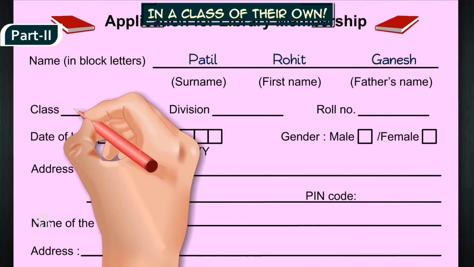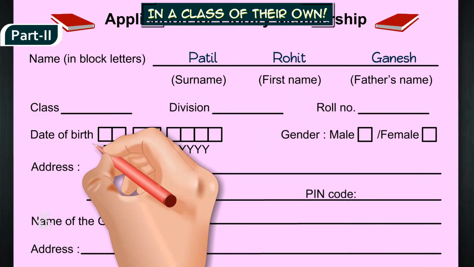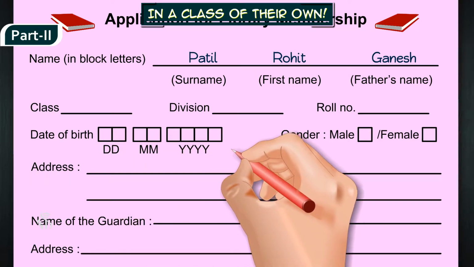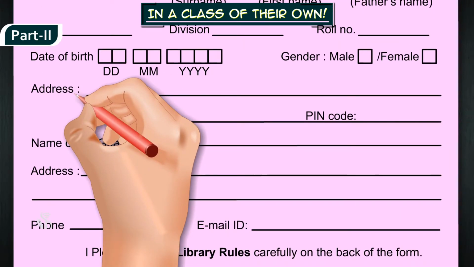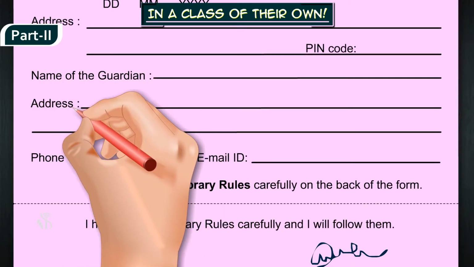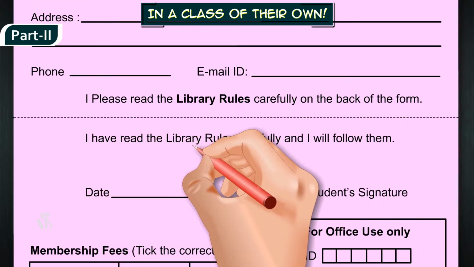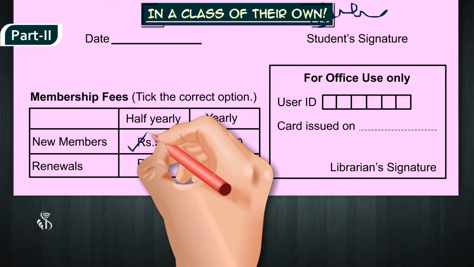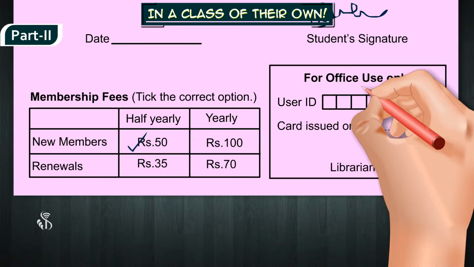On the second step, you have to fill class, division, roll number, date of birth in date, month, year format, and gender, male or female. Then comes your address with PIN code. Next comes name of the guardian with address, phone number, and email ID. You are instructed to go through the rules and then sign the form with date and tick on the membership fees option. The remaining part is to be filled by the office.